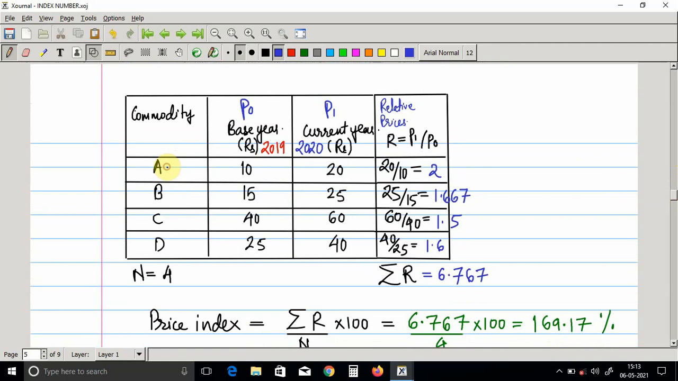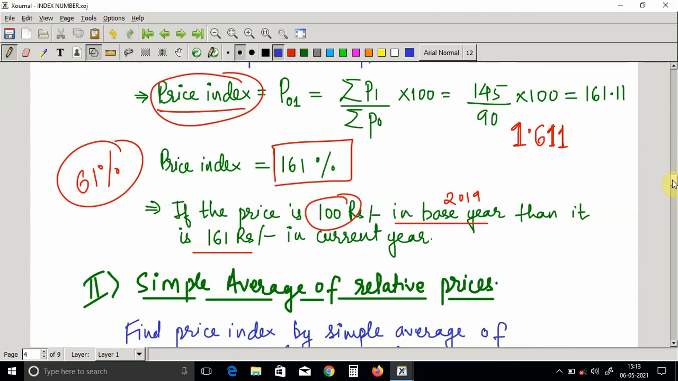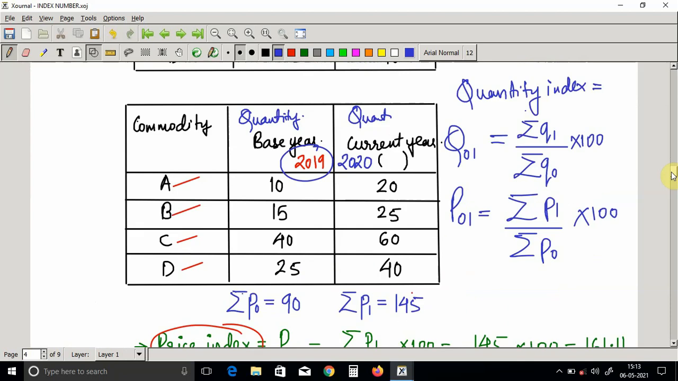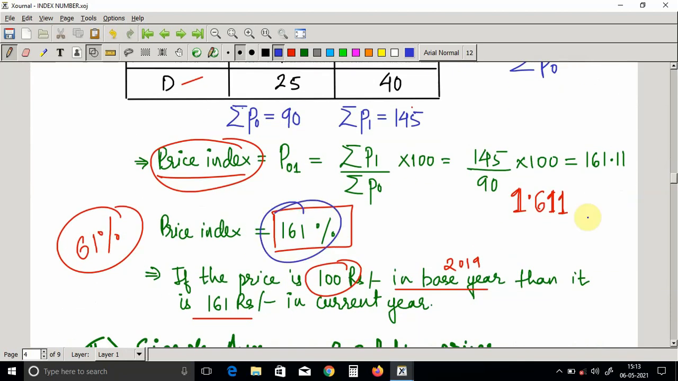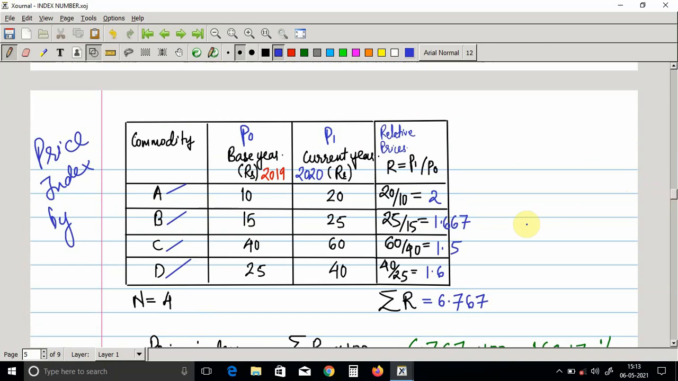So same commodities, commodity A, B, C, D. Base year is 2019. Again we are calculating the price index, by a different method called simple average of relative price. Earlier we calculated by the simple aggregate method and it was 161%. Let's see what happens with this method. So base year is 2019 and these are the costs of the corresponding commodities in 2019.